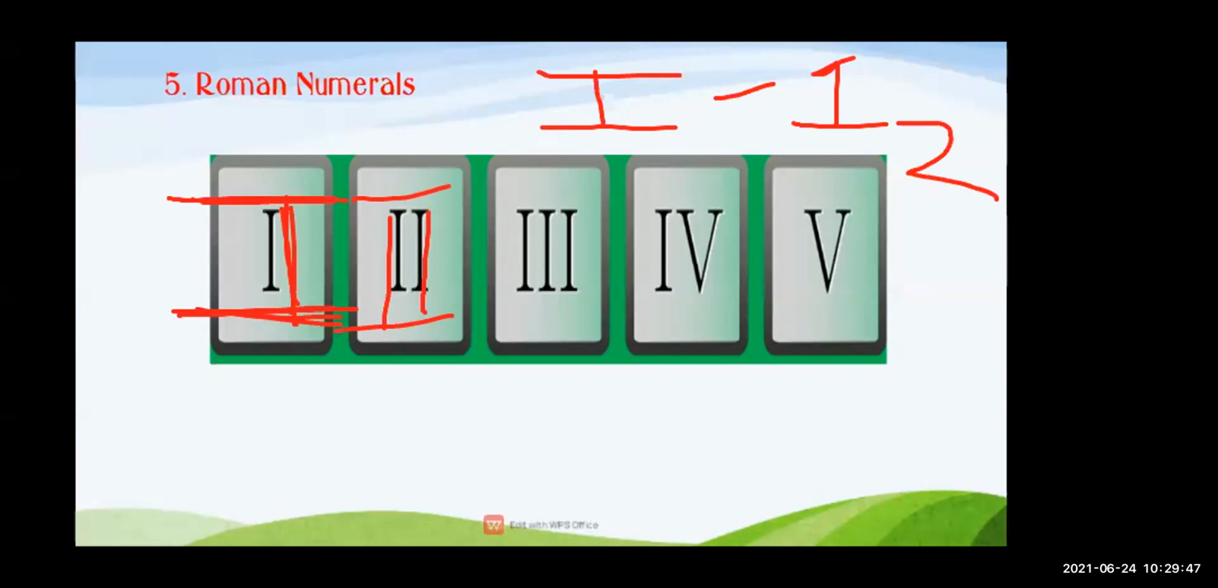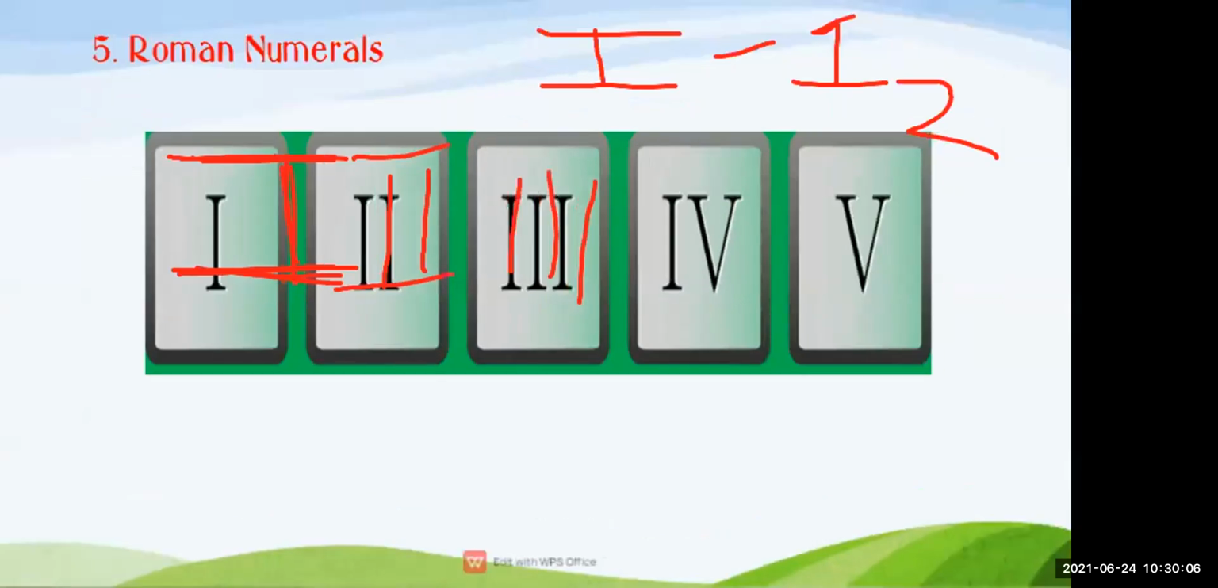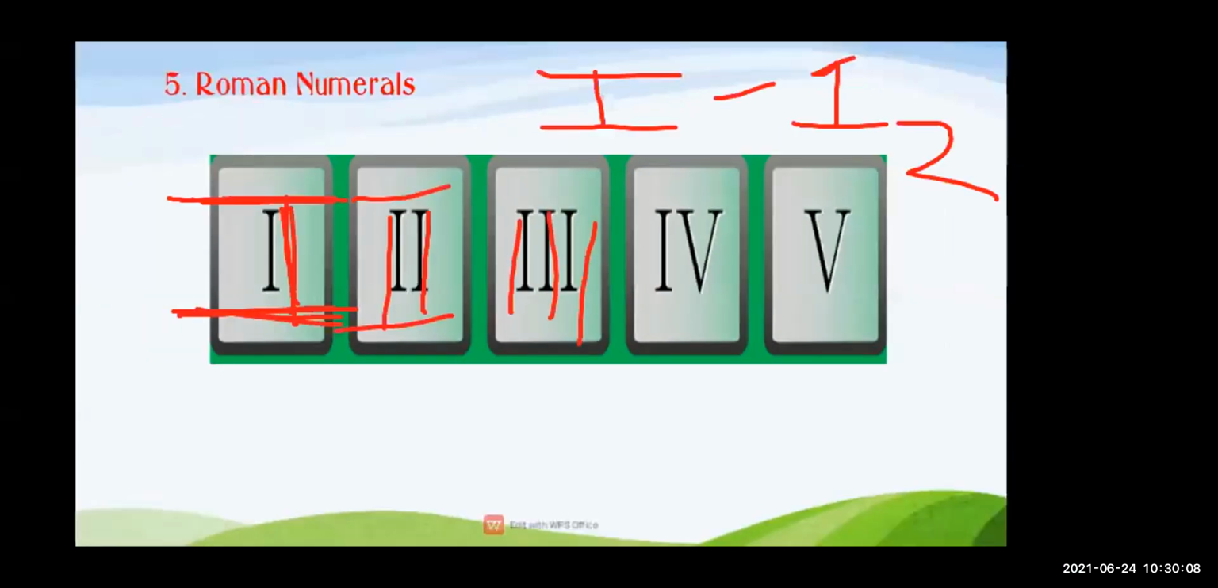Now, how will you identify the next picture? The next Roman number is I, I, I. 3 times I is given. That is written 3 times I, so we call that 3. In an international number, we call that 3.